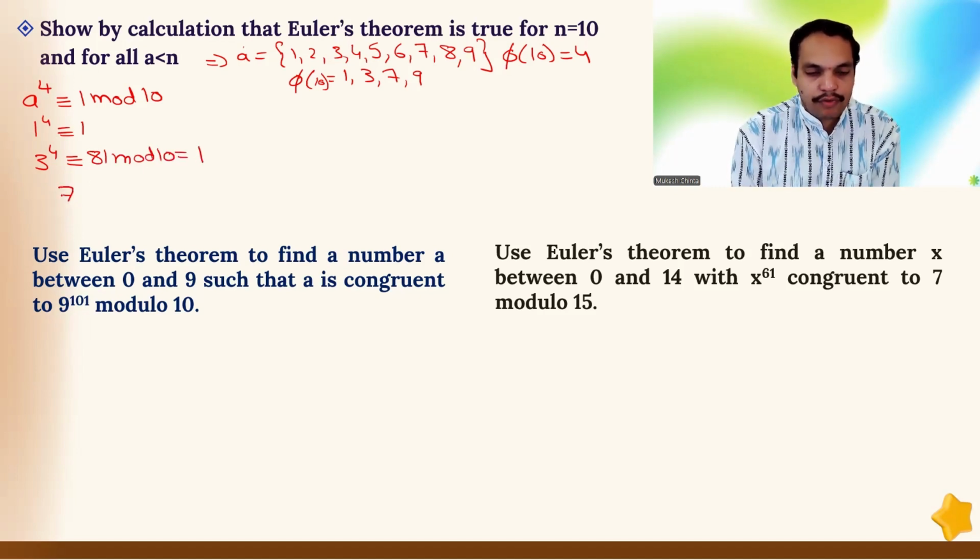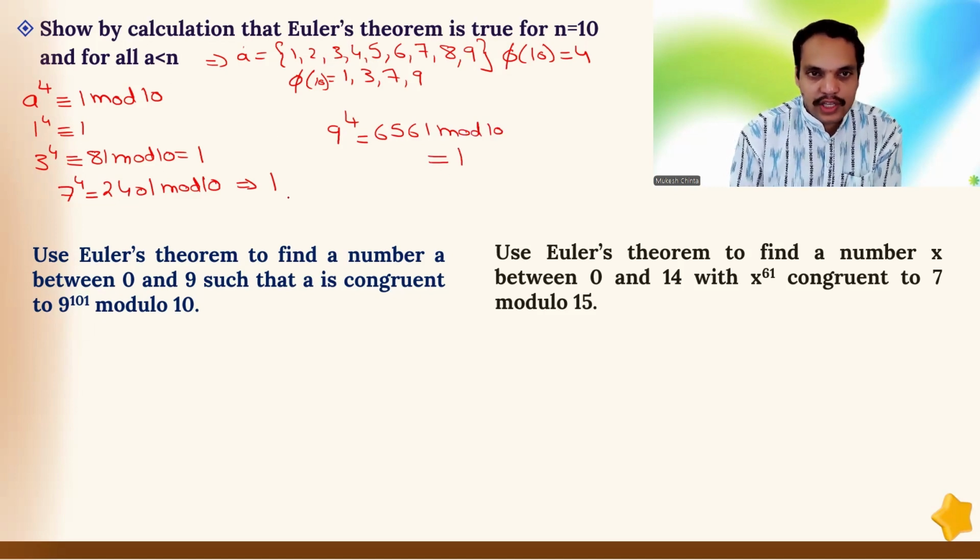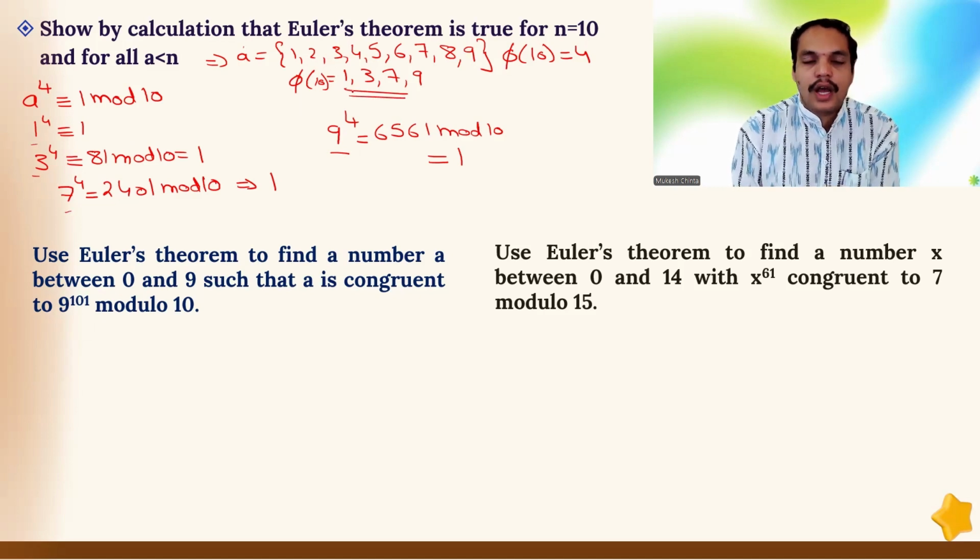What is 7 power 4? If you do the calculation, 7 power 4 is equal to 2401, and 2401 mod 10 once again gives me the value 1. What about 9 power 4? 9 power 4's value is 6561, and 6561 mod 10 once again gives the remainder 1. So for all these values, I can prove that Euler's theorem is true, because my possible values of a are 1, 3, 7, 9. Only these 4 numbers are relatively prime to 10. Only then can we employ Euler's theorem.